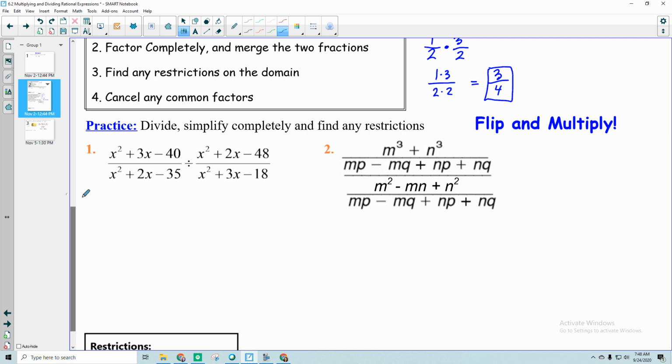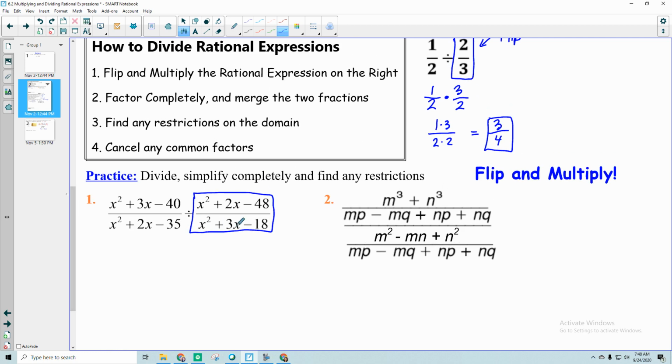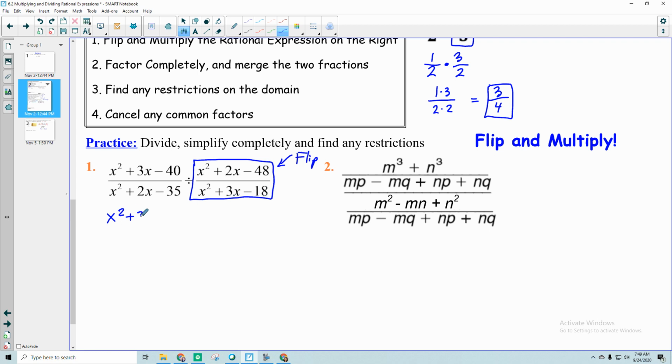Let's try it with something that you're probably more likely going to see. So here we have to factor a little bit and do some work to find restrictions. So here, I'm always going to focus on the rational expression that's on the right. Okay, so don't flip the one that's on the left, or you're going to end up getting the wrong answer. So you have to flip the one that's on the right. So we'll start off by doing that. So we get x squared plus 3x minus 40 all over x squared plus 2x minus 35.